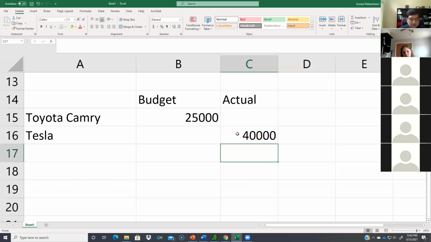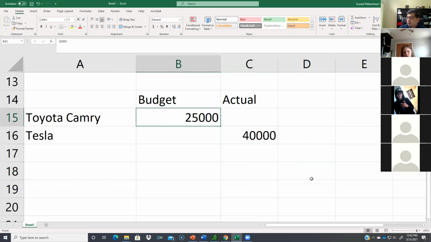Unfavorable? Why? Because you spent more money than you budgeted for? So in this case, you spend more money than you budgeted for. But did you buy what you budgeted for? No.